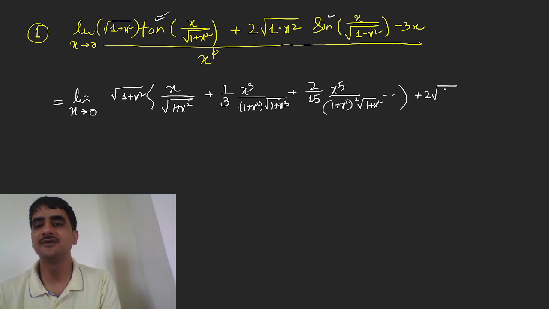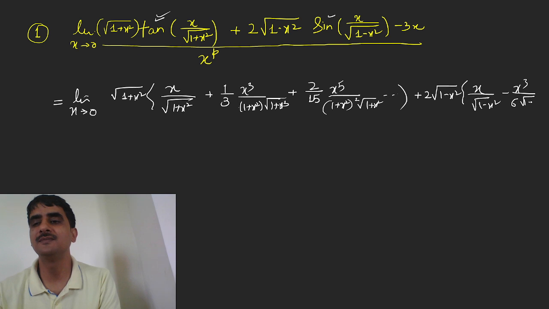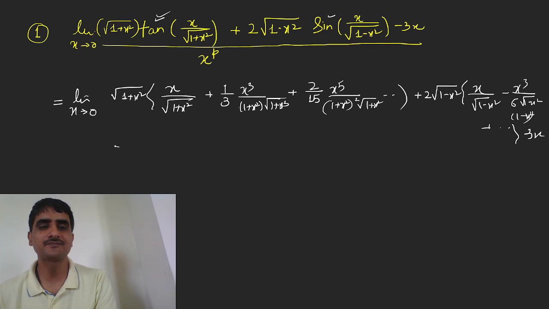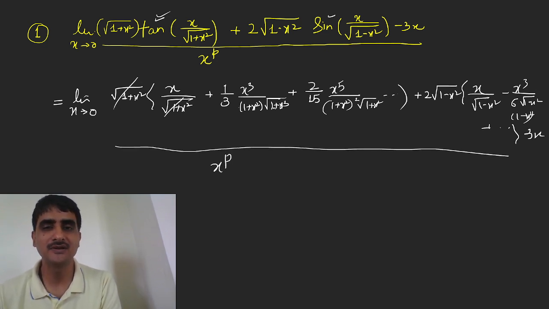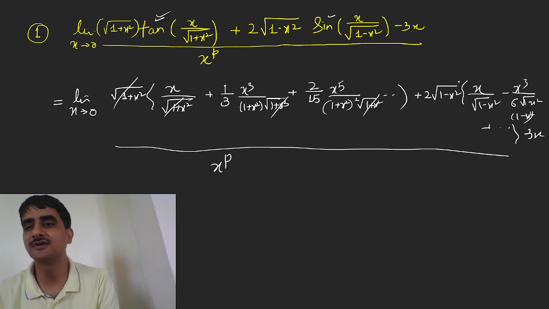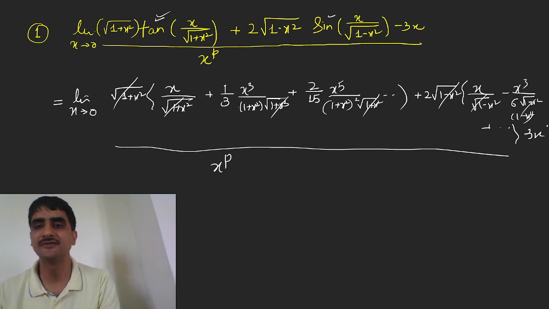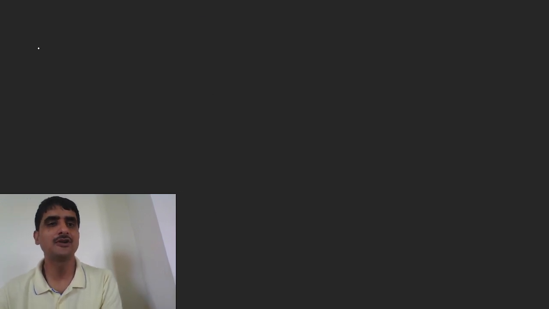Similarly, plus 2 times under root of 1 minus x square, use series of sine, so it's x upon under root of 1 minus x square minus x cube by 6 into under root of 1 minus x square into 1 minus x square, and so on, minus 3x upon x raised to power p. See, the moment you bring it inside, every under root term gets cancelled. Similarly, it also gets cancelled here. So what are you left with, बच्चों?